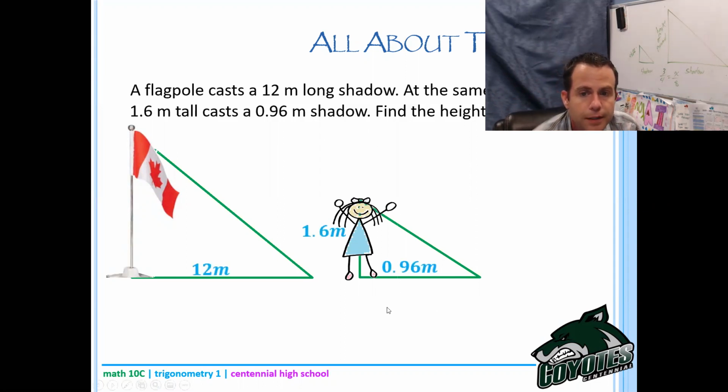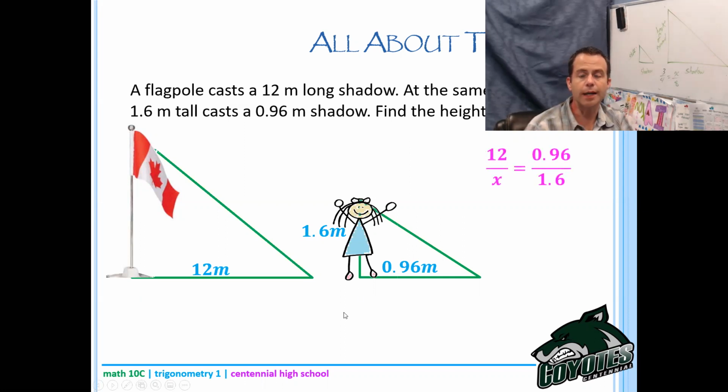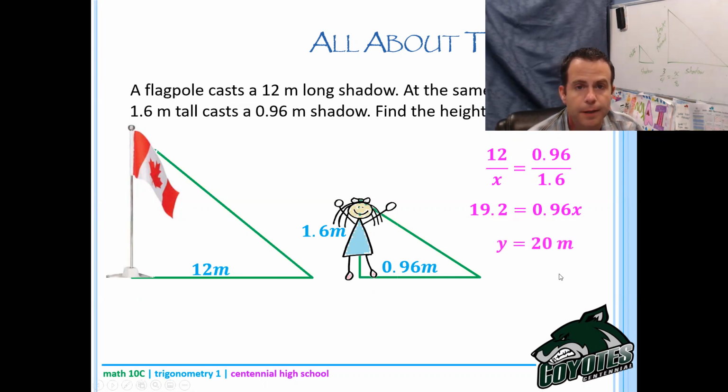So I've labeled the things that I know here. I know that the flagpole shadow is 12. I know that the student here is 1.6 meters high, and I know that her shadow is 0.96 meters in length. Okay, so now I'm looking for this guy here. I'm looking for the height of the flagpole. So that's enough to set up a proportion. The one I chose to do was base over height of my flagpole triangle equals base over height of my person triangle. Okay, so then I'm going to cross multiply, and I get 19.2 equals 0.96x. Then I'll divide both sides by 0.96 to get x all by itself, and the flagpole has to be 20 meters high.